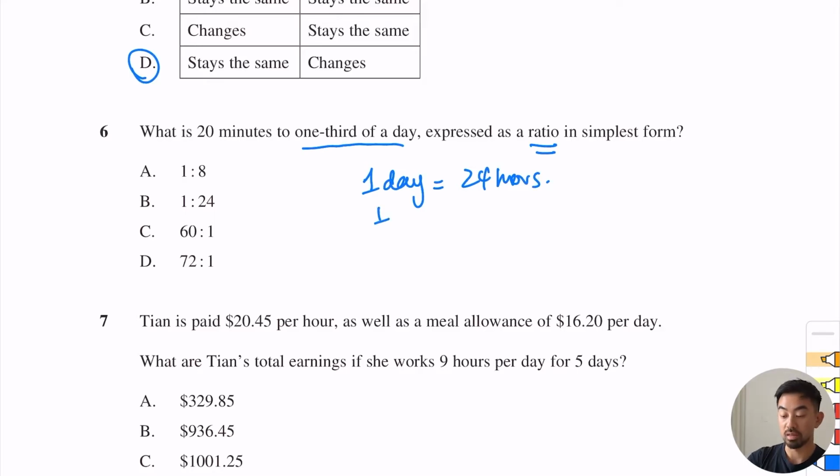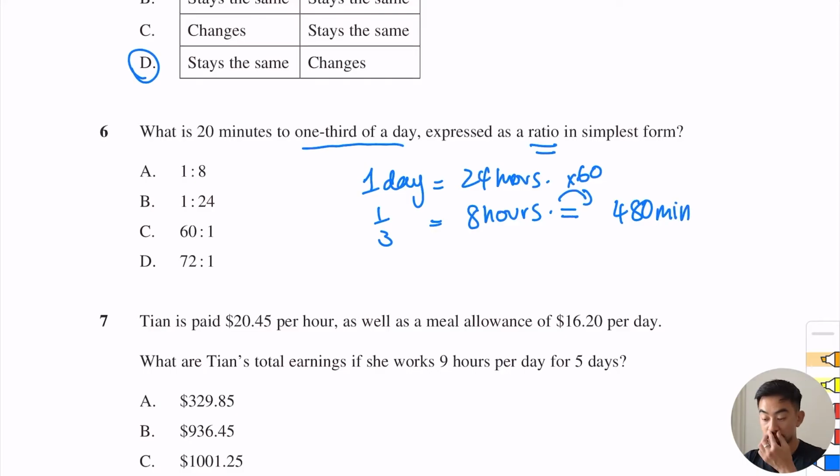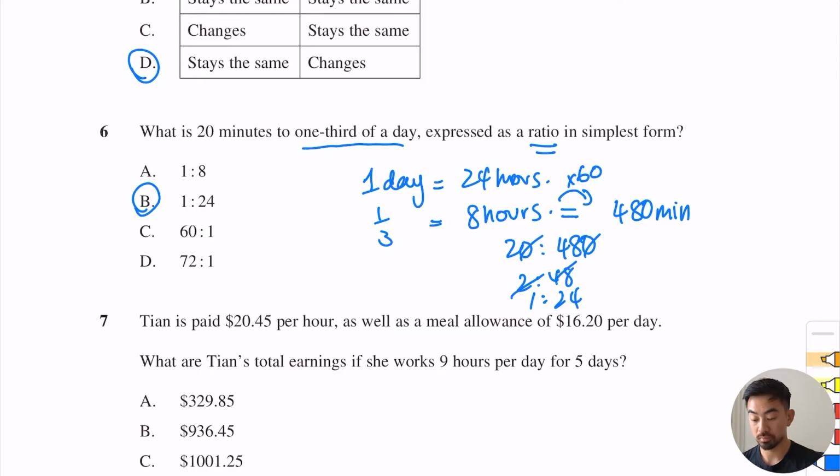So 1/3 of a day, dividing both sides by 3, will be 8 hours. So 8 hours is going to be equal to 480 minutes because I'm timesing that by 60. And now I just need to compare the original 20 minutes to 480, cross off a 0, 2 to 48, divide both sides by 2, so 1 to 24. That is 6B.